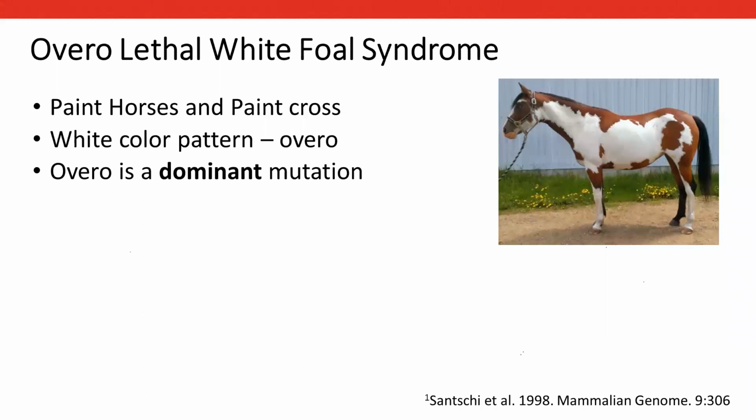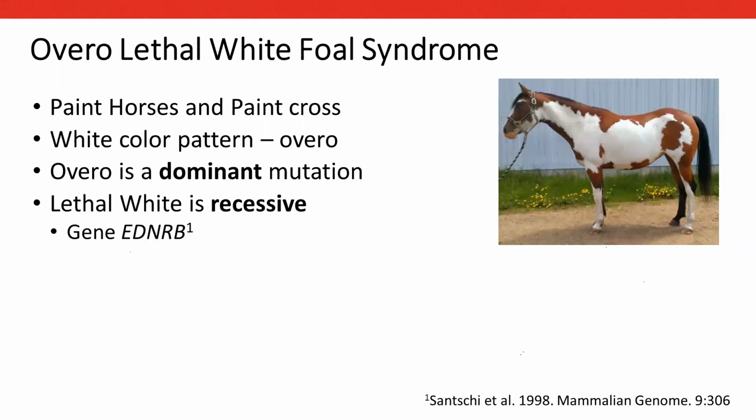So overo itself is dominant. So you only need one allele of the overo variant to cause this cool white coat color pattern. However, lethal white is recessive. So if you have two alleles, you will not be overo, you'll actually have a lethal condition called lethal white. So one is good, especially if you like that fancy white pattern, and two copies are bad.